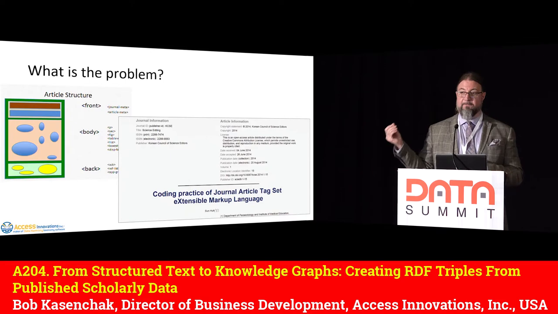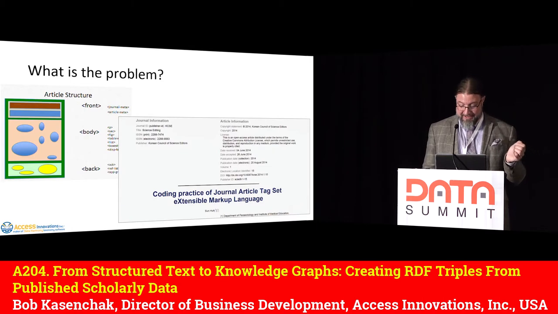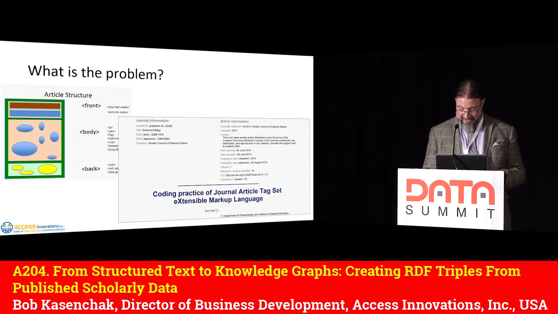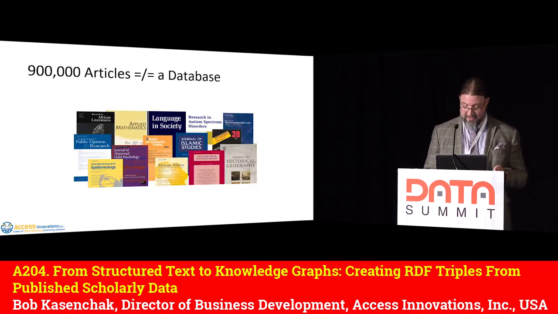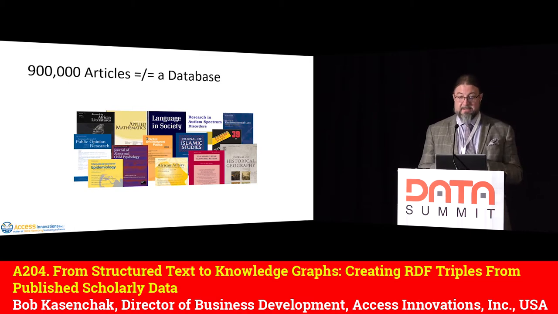It's very easy for transmittal, and it's very easy for display. What it is not is a database. So XML is great, and the reason articles are published in this format is because they're easy to turn into viewable web pages, PDFs, or even print, shocking thing of all things, but it's not good as a queryable data asset. So the problem basically is that 900,000 journal articles is not a database that you can query.